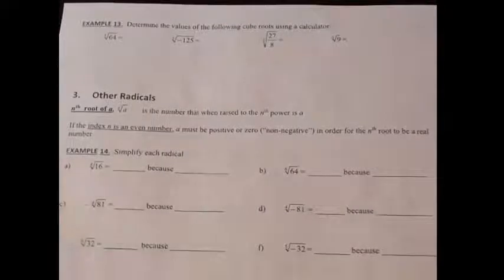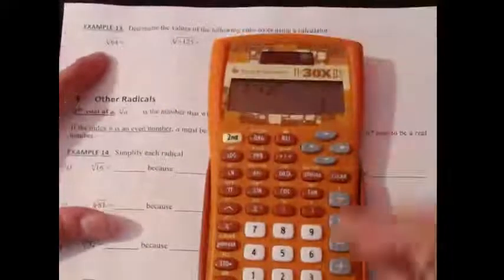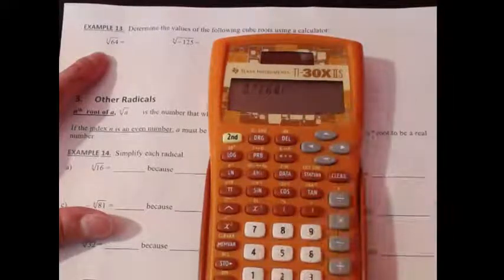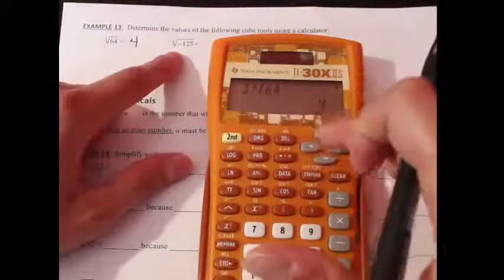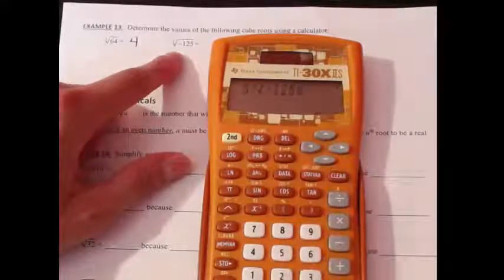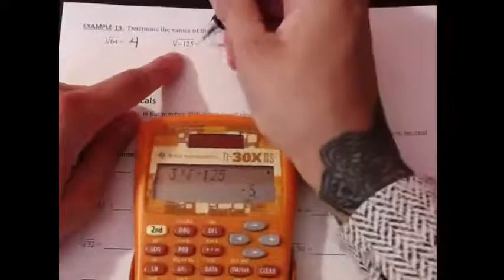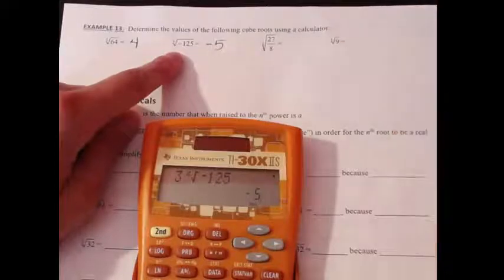Let's practice evaluating using a calculator. So we're going to start with the cube root of 64. Just punching this in, we notice that we get 4. Let's evaluate the cube root, and I'm just going to change the values here, of negative 125. That gives me negative 5.